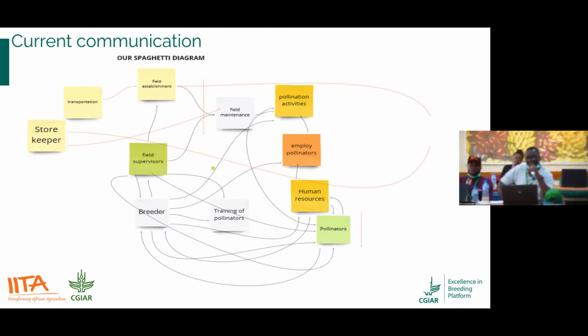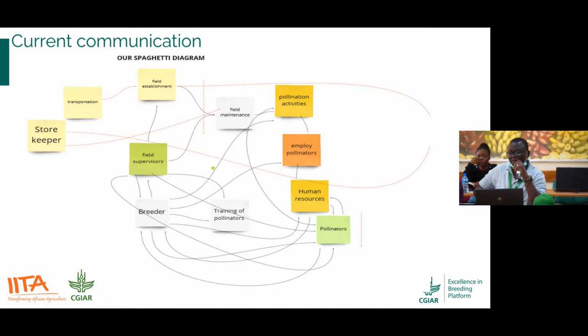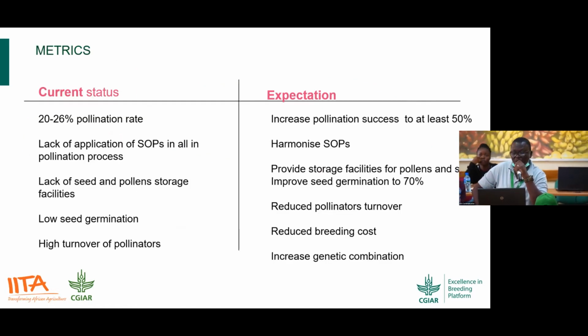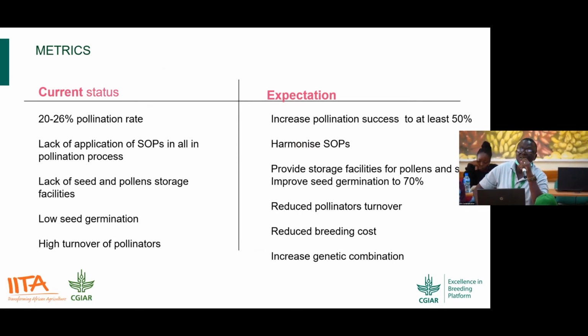The metrics that talk about the current status and expectation, on the previous slide, are one of the tools that we learned. Increasing pollination success to at least 50% is supposed to be in 3 breeding cycles, not just once, because we know what it entails. Next slide, please.